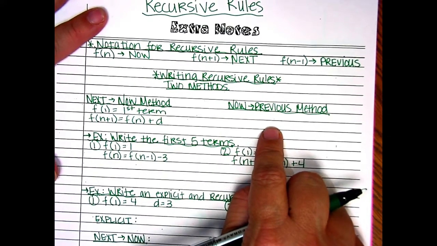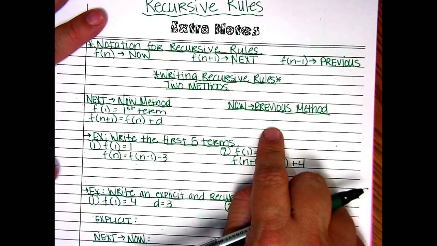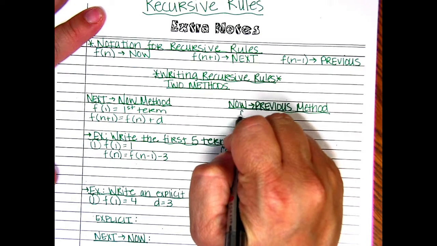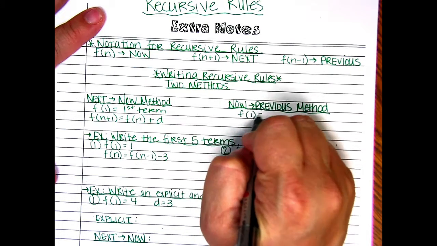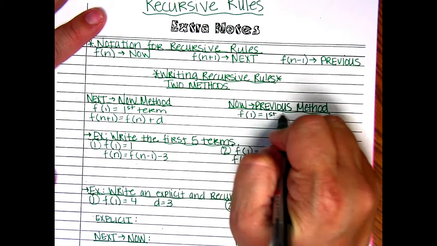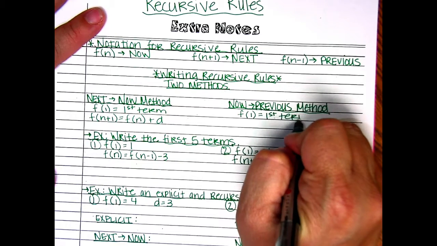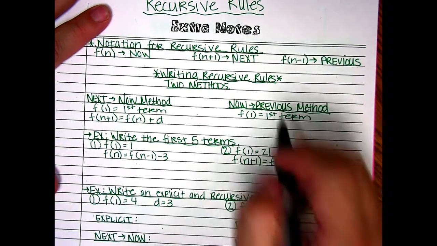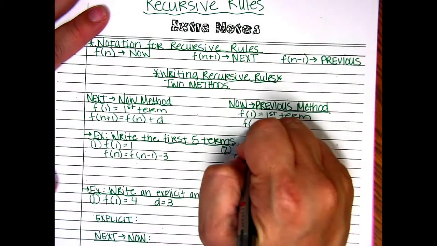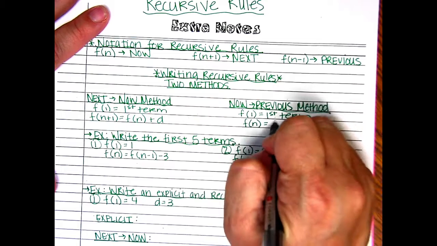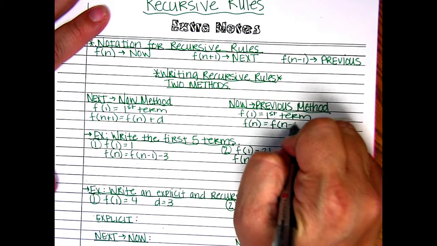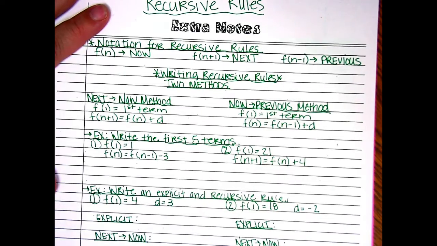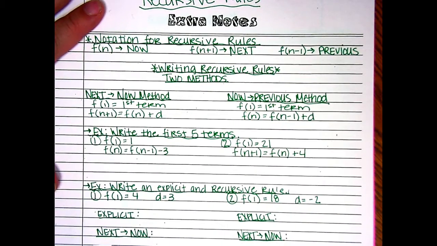The other way to write a recursive rule is now previous. And just like next now, the first thing we have to list is that f of 1 equals, again, whatever the first term is. And then using now previous, it would be f of n equals f of n minus 1 plus d. D, again, being common difference.